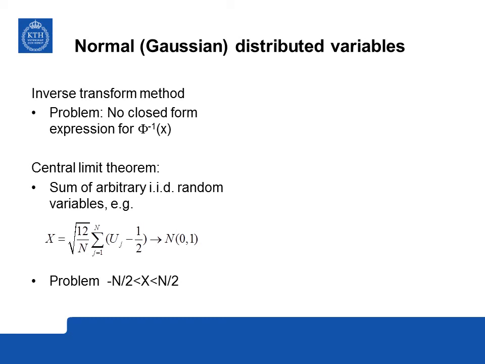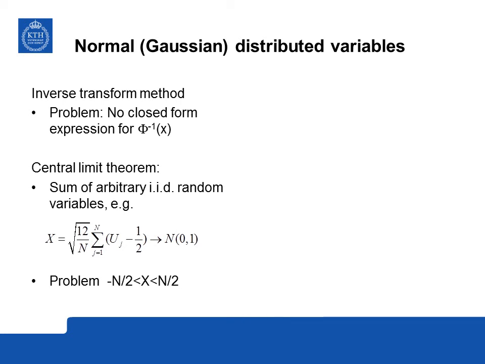The question is, how many of these variables should we add in order to get the appropriate accuracy? First of all, you can see that if you add n components, n 0, 1 rectangular distributed components, the values can never go outside the range n over 2 and minus n over 2. So if you're interested in tails that are longer than that, then this may not be a good method, or you have to increase the number of components that you sum.